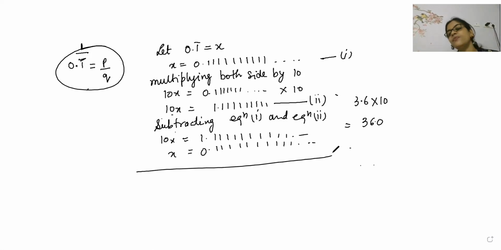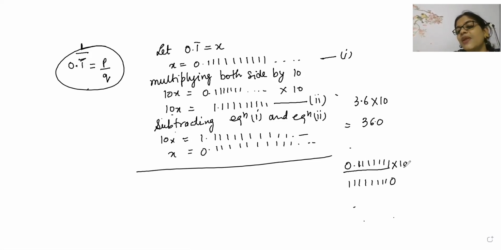That is what I'm telling you, beta. When 0.111111 is there and you multiply by 10, it becomes 1111111 and a last 0 comes. After multiplying by 10, the decimal will shift one step back. So now it will become 1.1111.